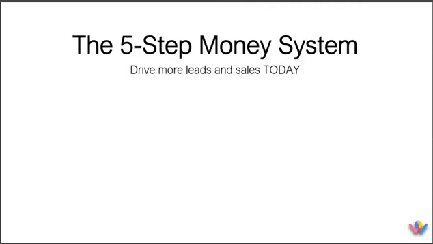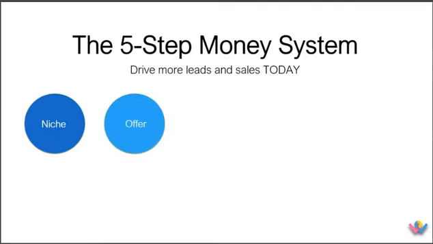So the 5-step money system. Number 1, you're going to need to pick a niche. For this example, I'm going to say fitness, because I know that niche very well. Number 2, I'm going to find an offer.